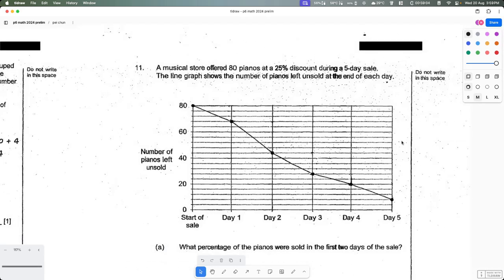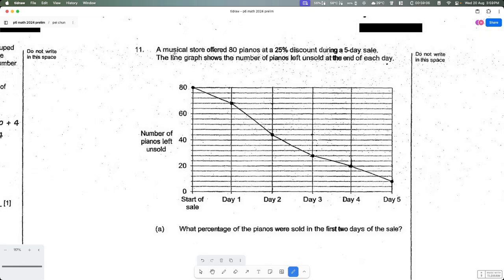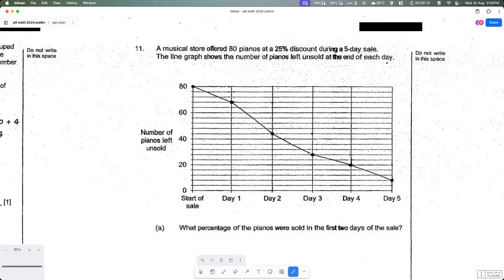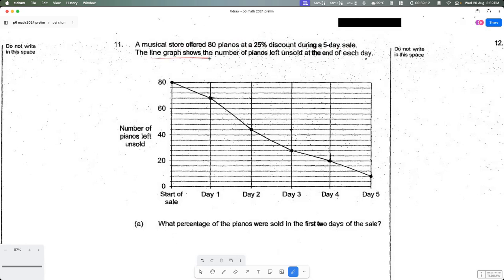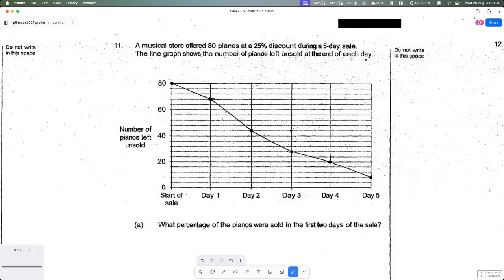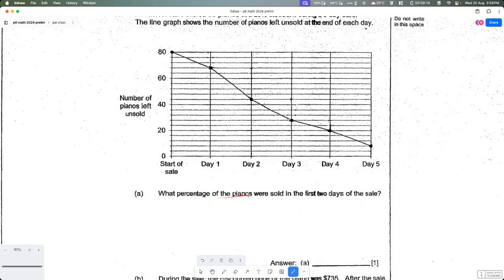Question 11. A musical store offered 80 pianos at a 25% discount during a 5-day sale. The line graph shows the number of pianos left unsold at the end of each day. So what percentage was sold in the first 2 days? Start of sale, first day 1 and day 2.